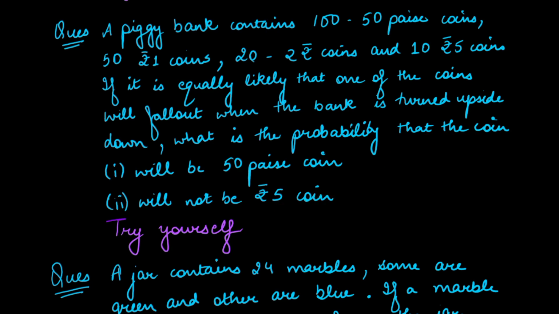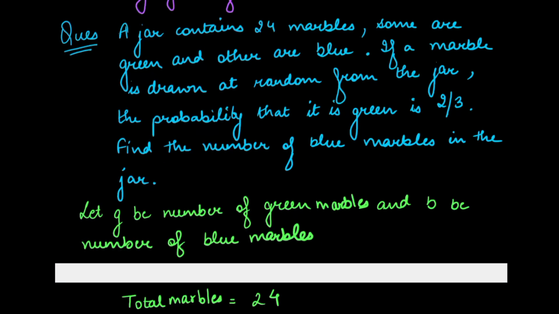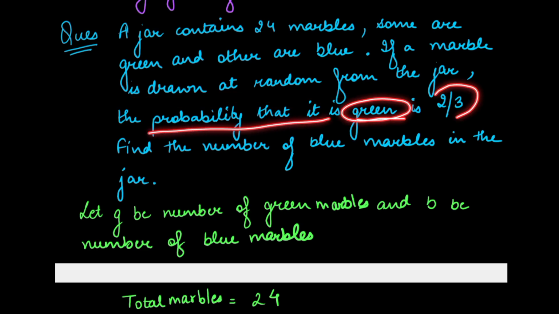Then also we can get the same answer. Okay. Next question. A jar contains 24 marbles. Some of them are green and the others are blue. If a marble is drawn at random from the jar, the probability that it is green is 2 by 3. Find the number of blue marbles.